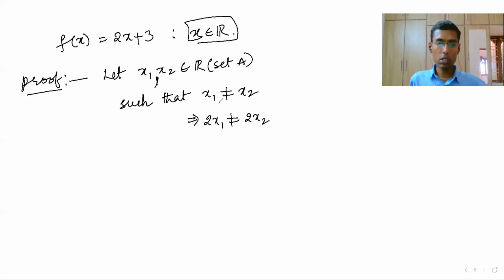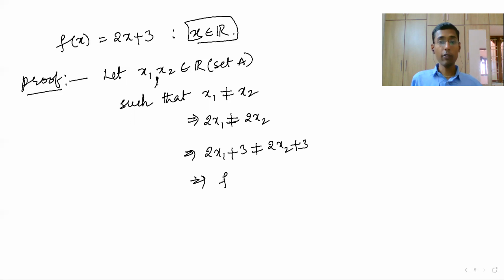For any two distinct real numbers you take, if you multiply 2 on both sides, will they become equal? Can they become equal by multiplying 2? No. Just because we multiply by 2, the inequality remains an inequality. Now add 3, and they will still remain unequal.